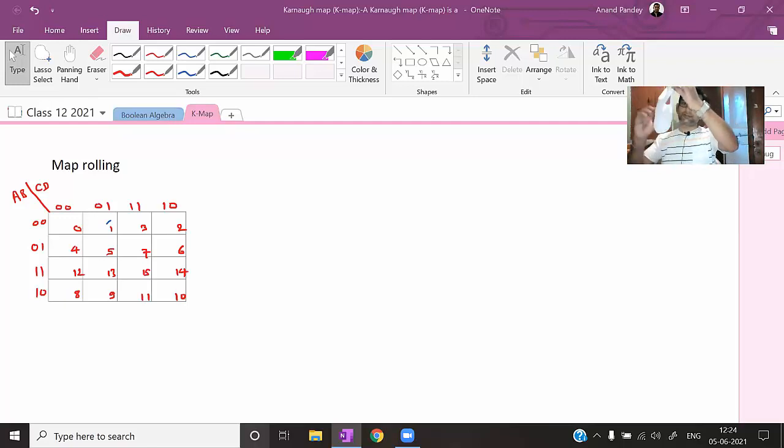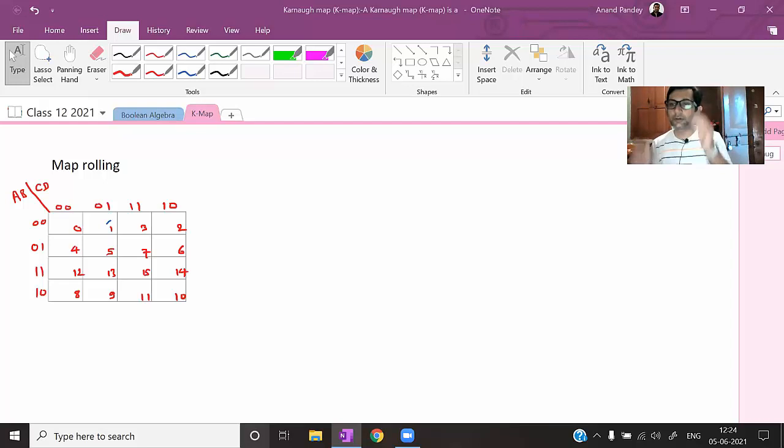So we can roll the map. I hope it's clear to all. We can bring left and right edges together by map rolling, and like this we can bring top and bottom edges together of the map. This is called map rolling. While you are making the groups, whether octet, quad or pairs, you have to be careful about map rolling also.